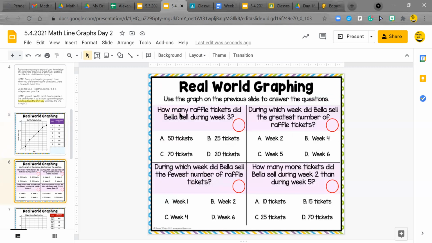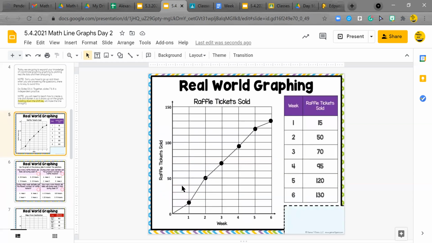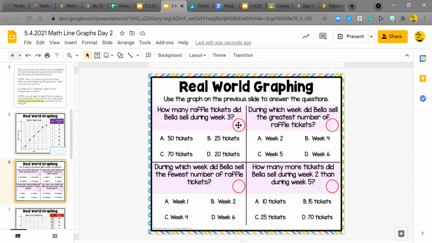How many raffle tickets did Bella sell during week 3? So let's go look at week 3. It says 70. So I'm going to go right over here. I'm going to take my little red dot. I'm going to put it over C because that says 70. See that?